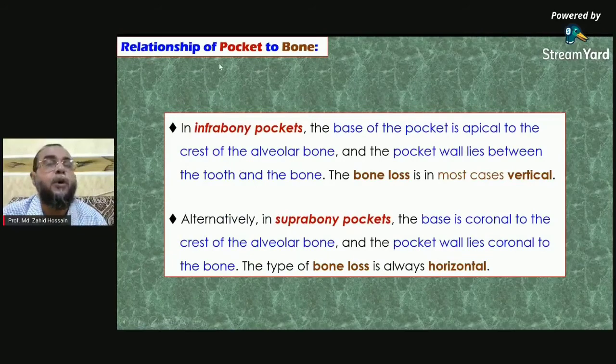Relationship of pocket to bone. Infrabony pockets: the base of the pocket is apical to the alveolar bone. I told you, an infrabony pocket means the pocket extends inside the bone, with angular or vertical bone loss. And for a suprabony pocket, the bone loss is horizontal, and you'll always find the pocket is above the bone.